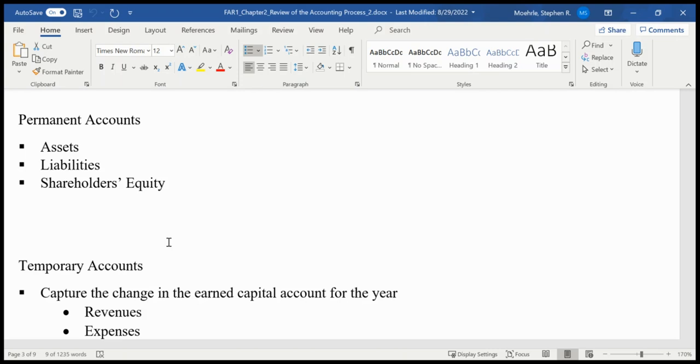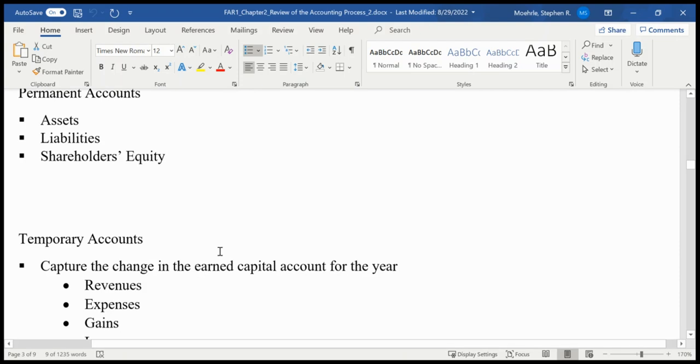The permanent accounts are assets, liabilities, and shareholders' equity. Permanent accounts are what make up the accounting equation. Assets equal liabilities plus shareholders' equity. Those are the permanent accounts.